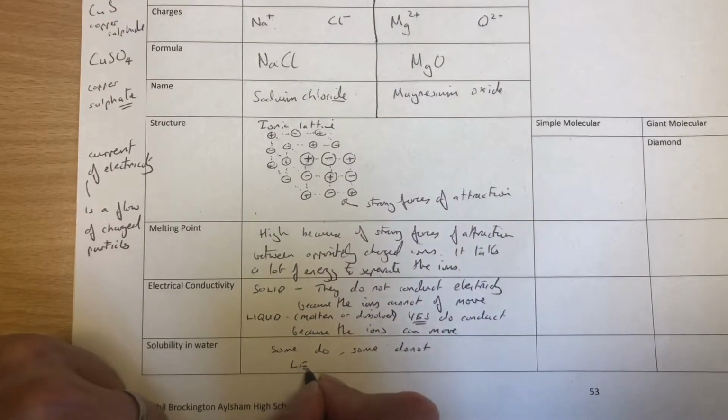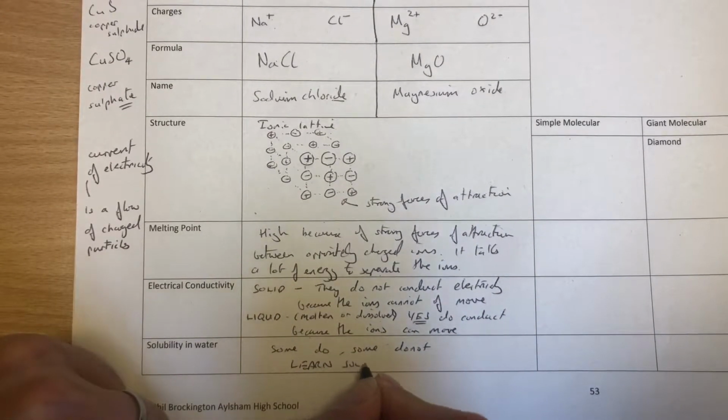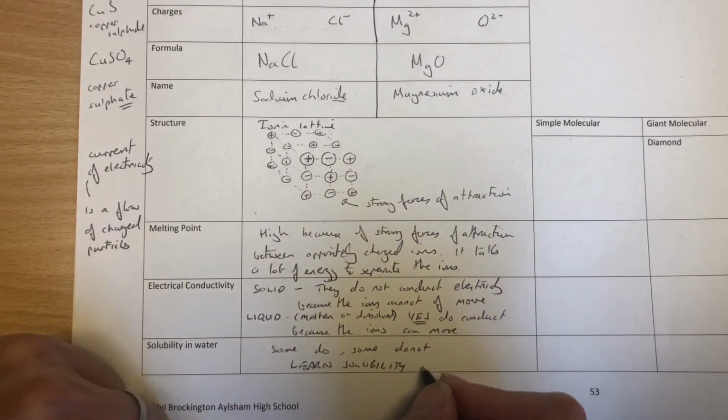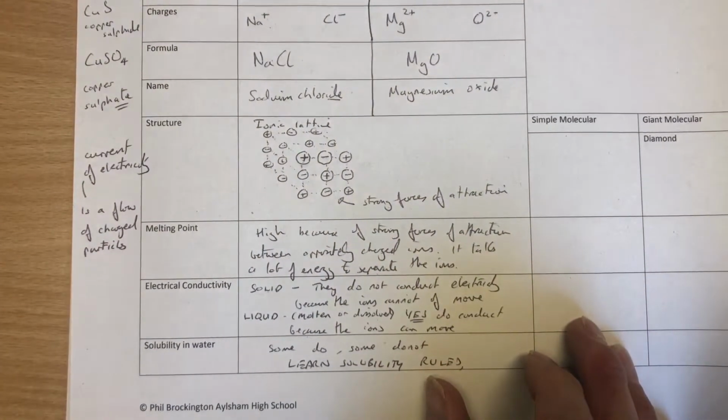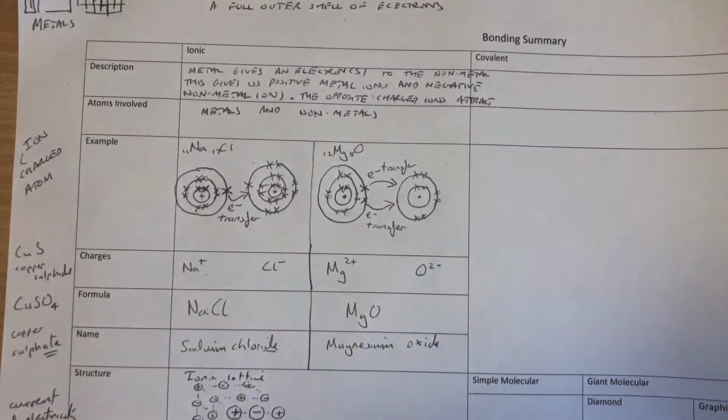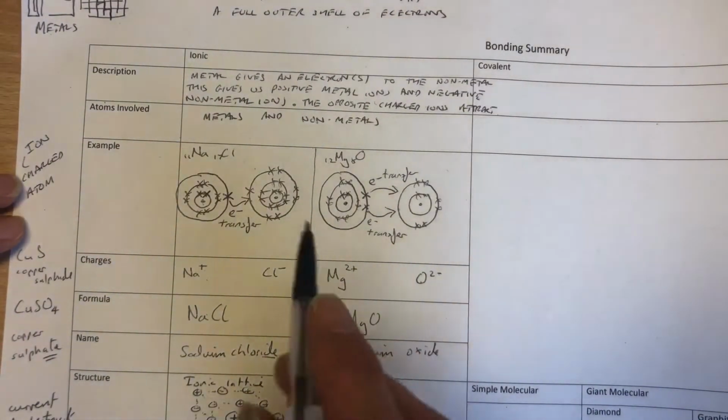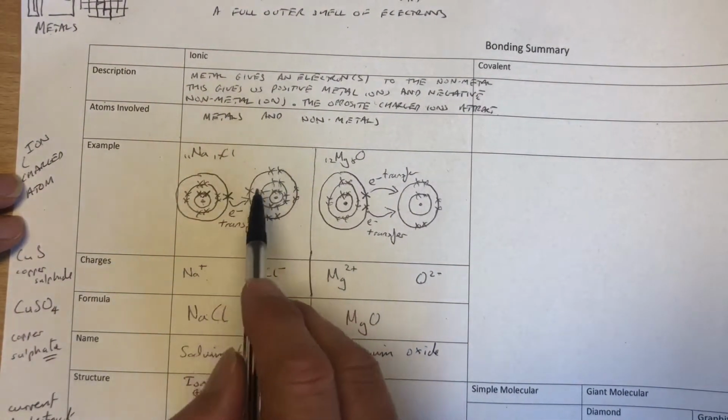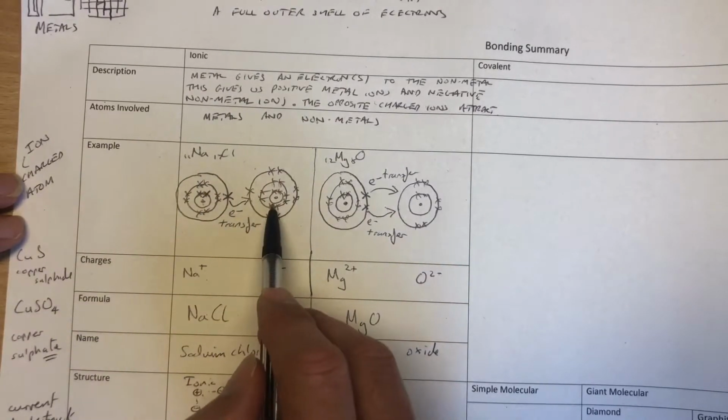Okay, learn solubility rules. They are in your book. I'm not going to go through them now. There's not enough space on here. Learn solubility rules. Okay, so that's ionic bonding. That's everything we need to know about ionic bonding. So that's our first type of bonding. Let's just recap: metal giving an electron to a non-metal.